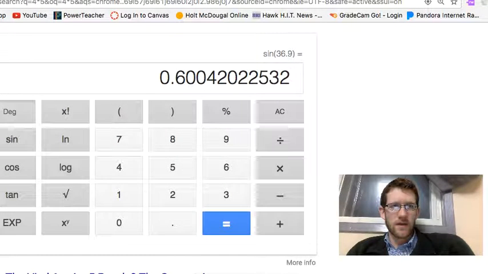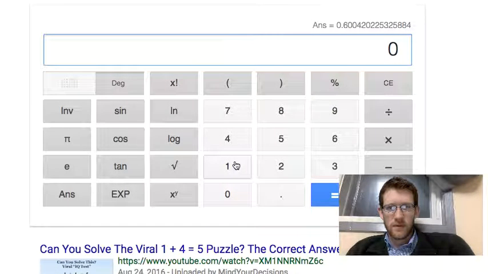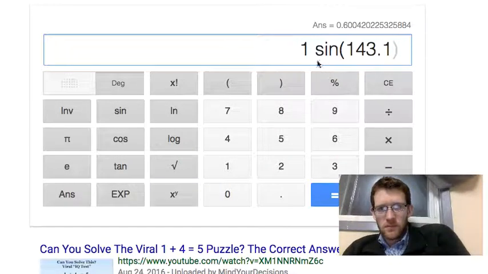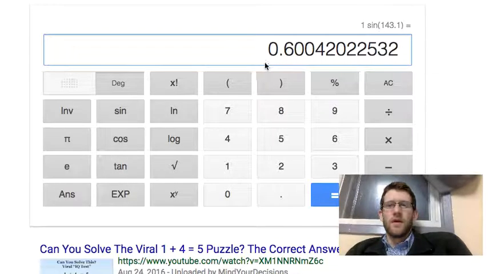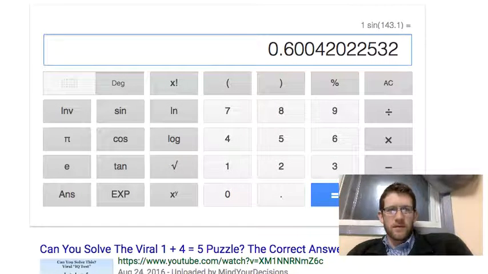That should be the exact same value I get when I type in the sine of 143.1. So what is the sine of 143.1? Well, we can do that one too. Sine of 143.1. Maybe I'll just multiply it. What's it come out to? Yeah, okay, same thing. So those are the exact same value, right?